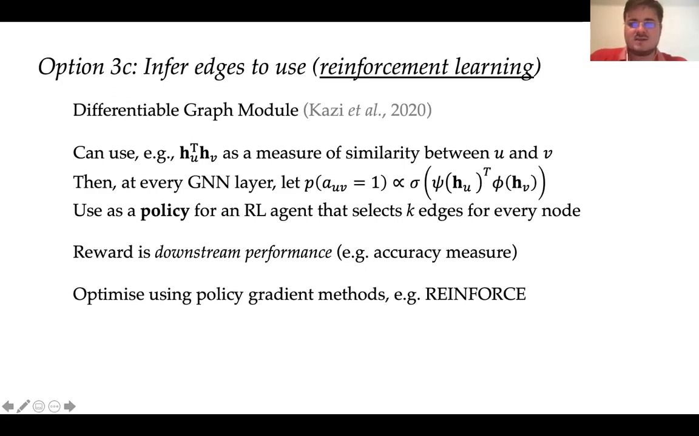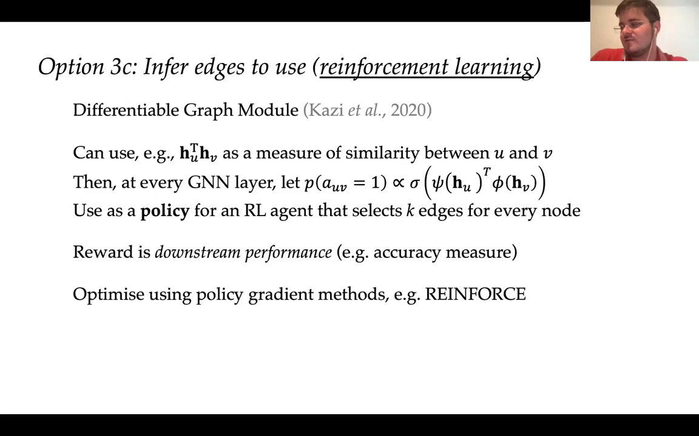And once you have these probabilities, rather than just taking the top k probabilities like what we did before, you can use these probabilities as a policy function for reinforcement learning. So an RL agent selects k edges, and the probabilities by which it selects them are governed by these p's. And once you have selected a certain set of edges, you run a GNN over them, and you keep doing that again and again, and you make some downstream predictions. And okay, you can update using standard gradients.